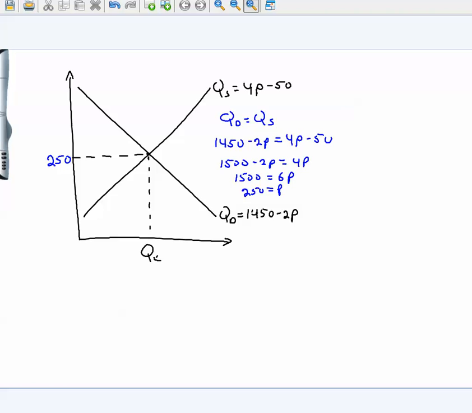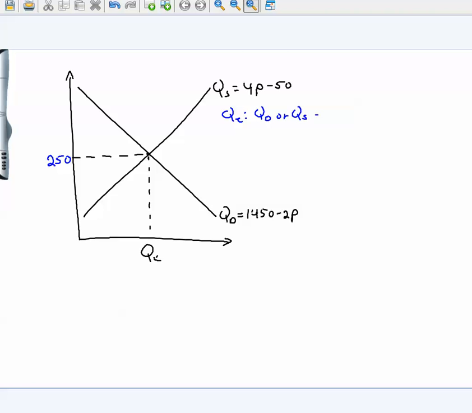Okay. Then the next question is, what's the equilibrium quantity? To find the equilibrium quantity, the definition is that the equilibrium quantity is the quantity demanded or the quantity supplied at the equilibrium price. Those of you who aren't real good at algebra, you should remember that. It's just the quantity demanded or the quantity supplied. It doesn't matter which one.